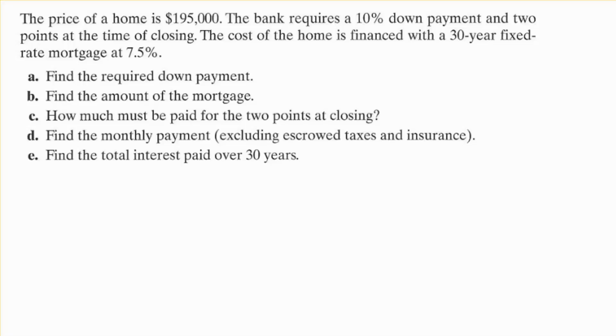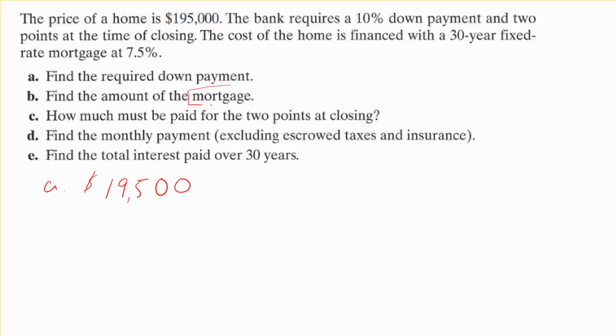The required down payment. So that would be 10% of $195,000. So we can really just take 19,500. And that would just be moving that decimal place twice. 1, 2. That's how we do 10%.